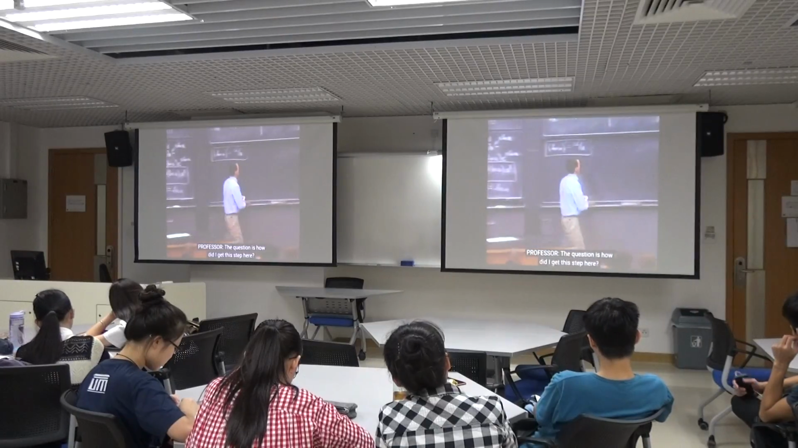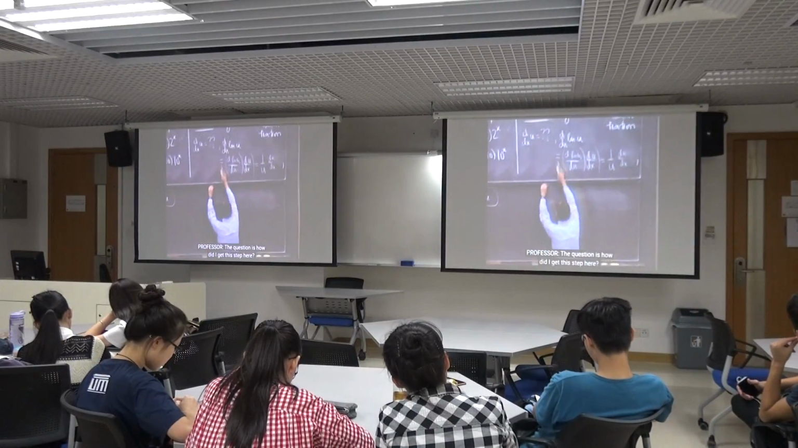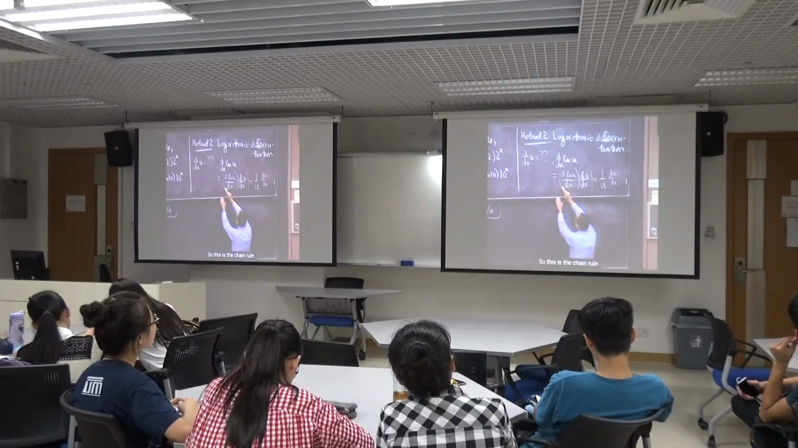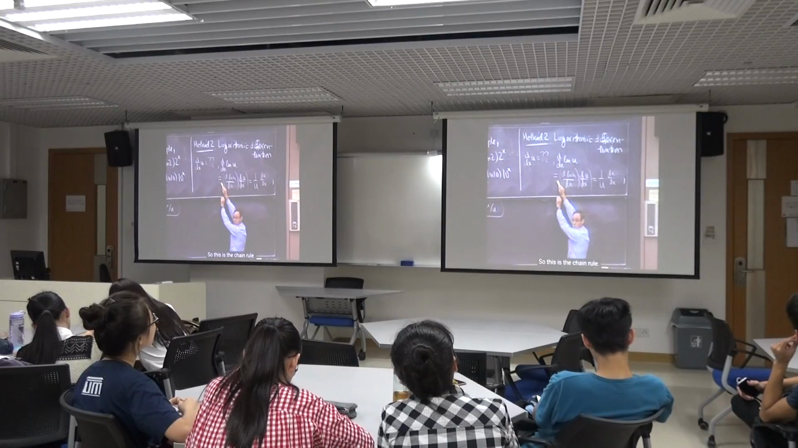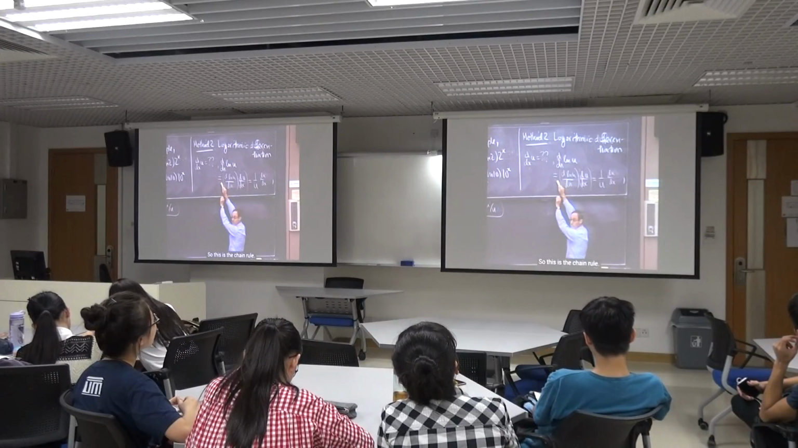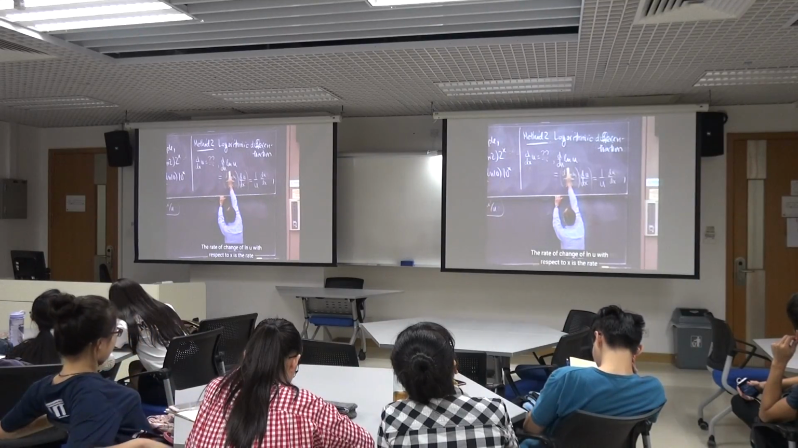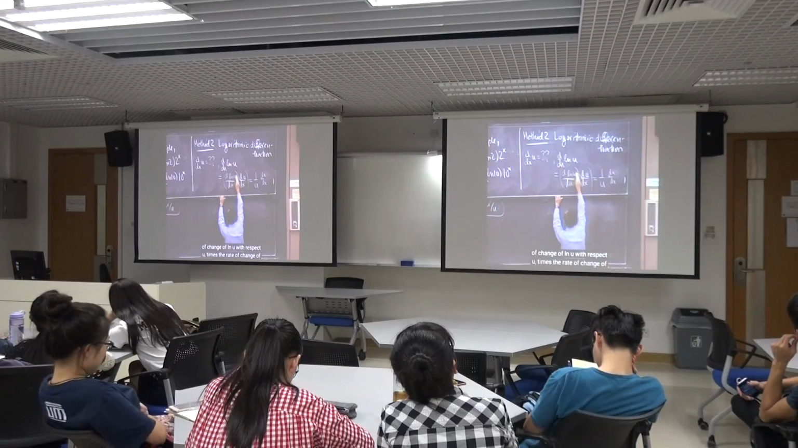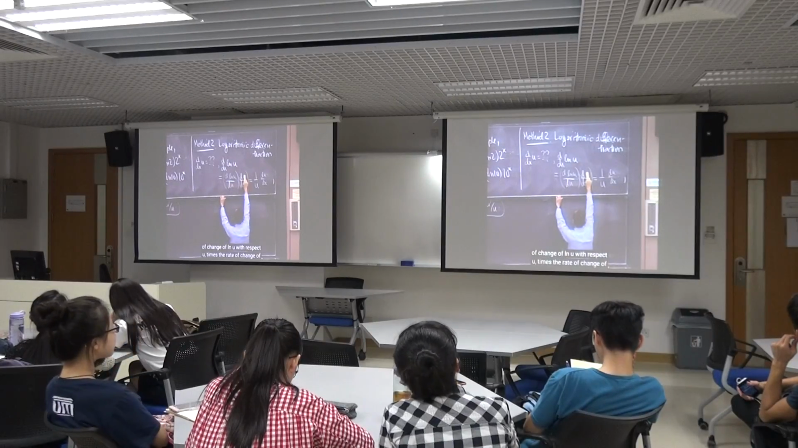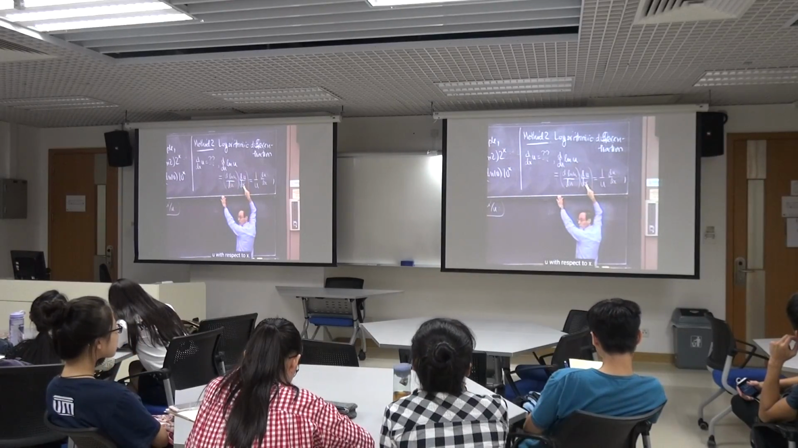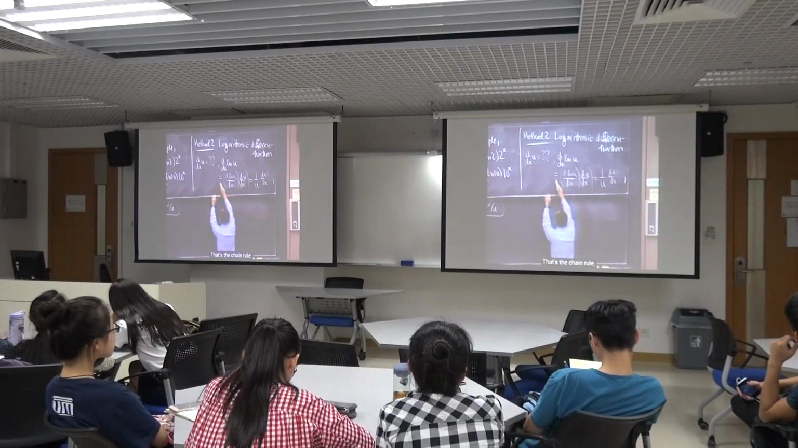The question is, how did I get this step here? All right, so this is the change. The rate of change of log u with respect to x is the rate of change of log u with respect to u times the rate of change of u with respect to x. That's the change.